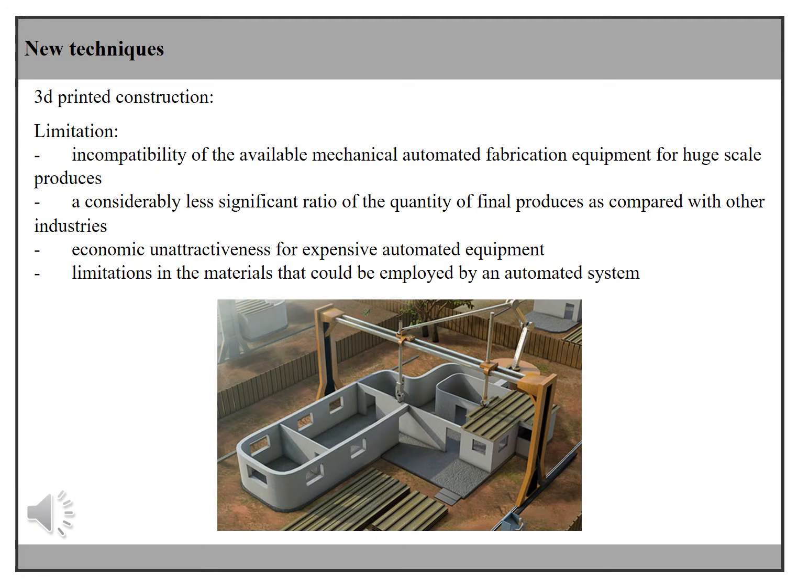3D printed construction also has limitations, such as incompatibility of the available mechanical automated fabrication equipment for huge scale production. On consideration, there is a less significant ratio of the quantity of final products as compared with other industries. Economic attractiveness is limited by expensive automated equipment, and there is a limitation in the materials that could be employed by an automated system.